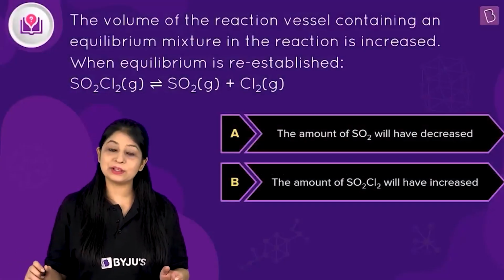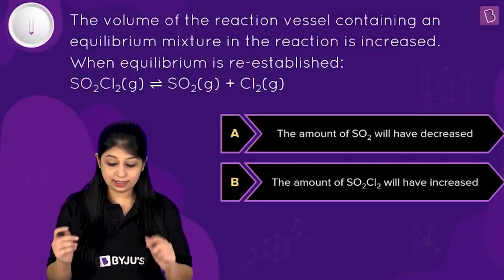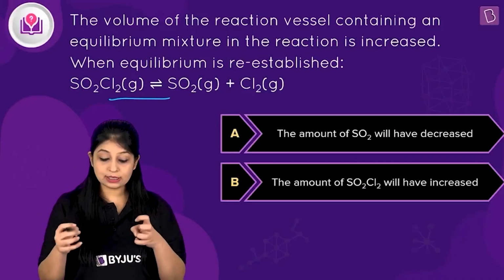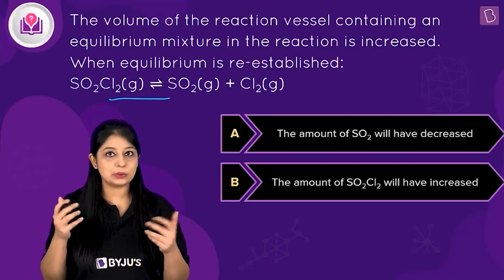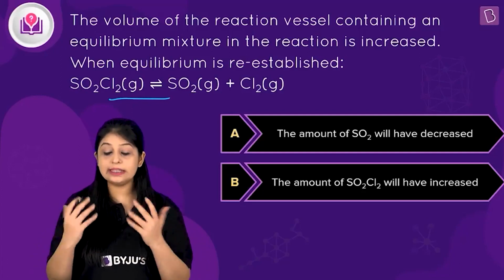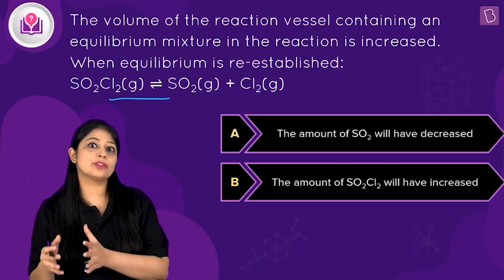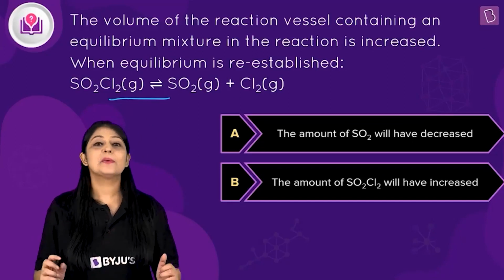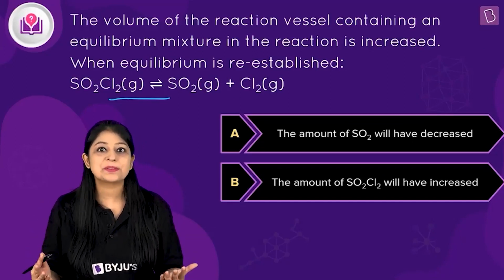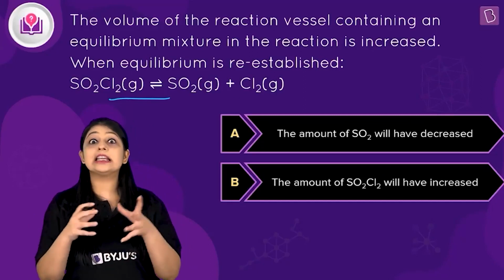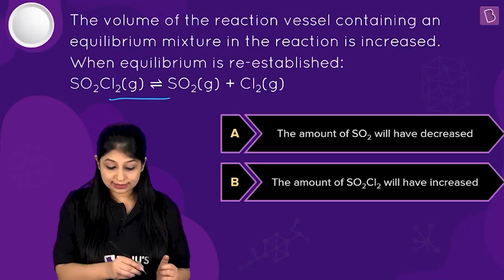Let's have a look at this question. Here we have a reaction vessel in which this equilibrium is set up. SO2Cl2 in gaseous form dissociates to give SO2 gas plus Cl2 gas. And we have been given that for the reaction mixture, we increase the volume. Then the equilibrium was re-established, and we have to find what would have happened out of these 4 options. Well, this is a case for Le Chatelier's principle. We had an equilibrium established, we changed some parameter, and then the equilibrium was re-established again.